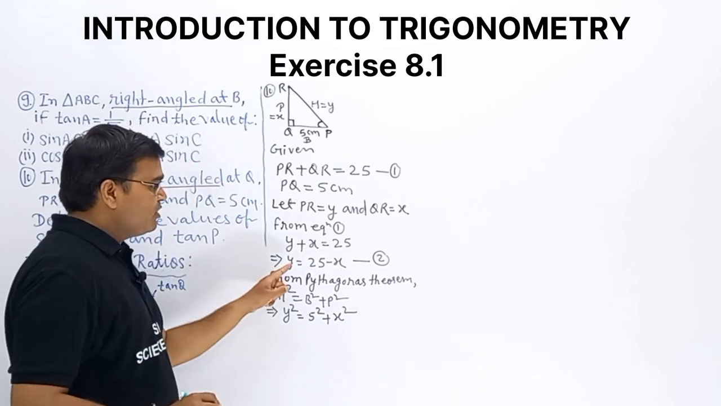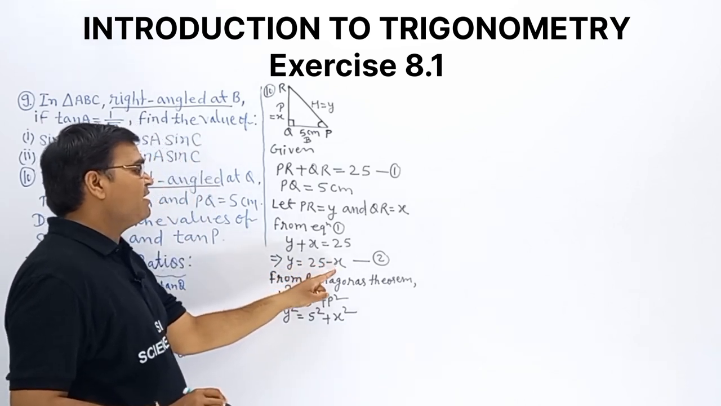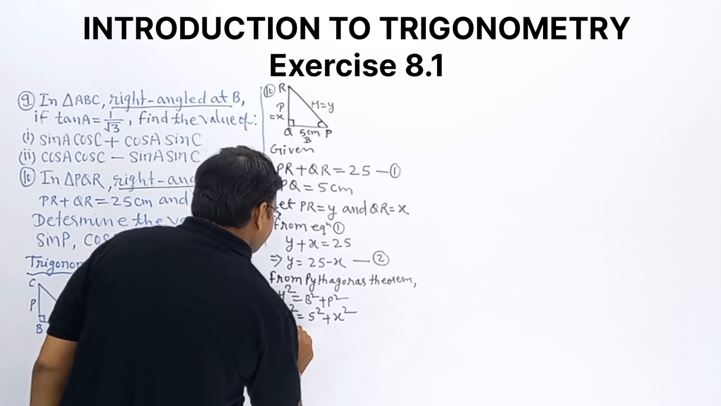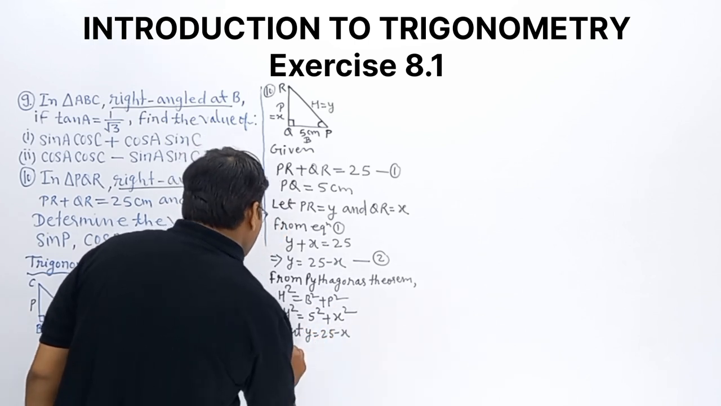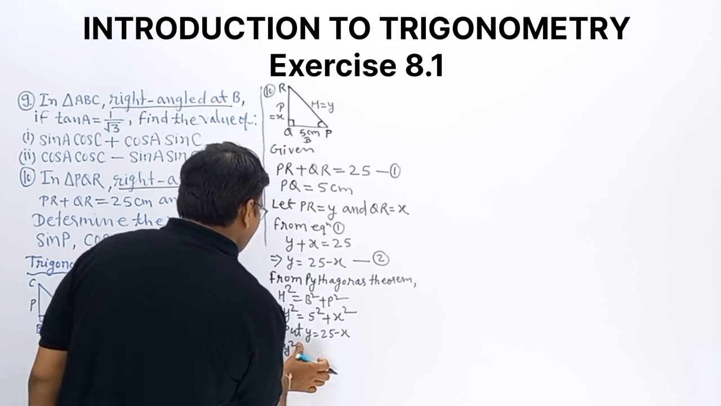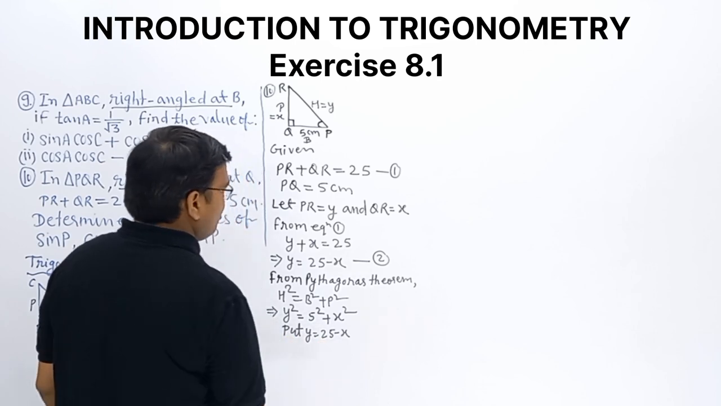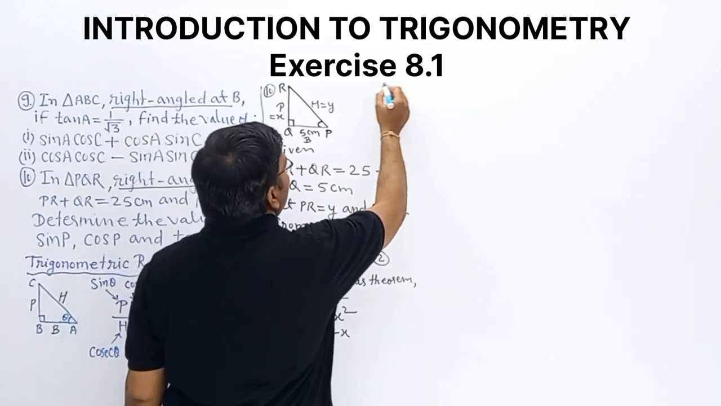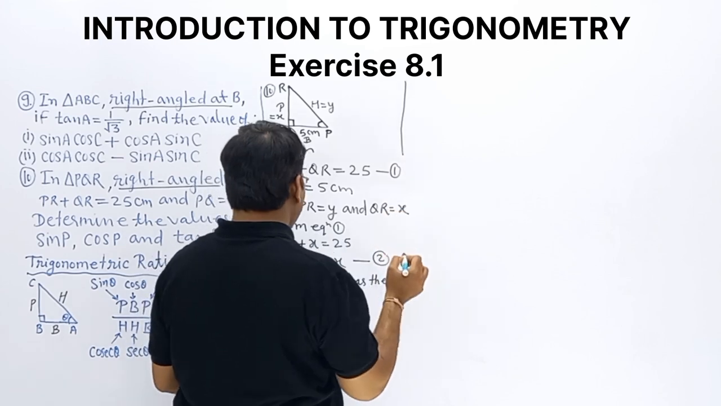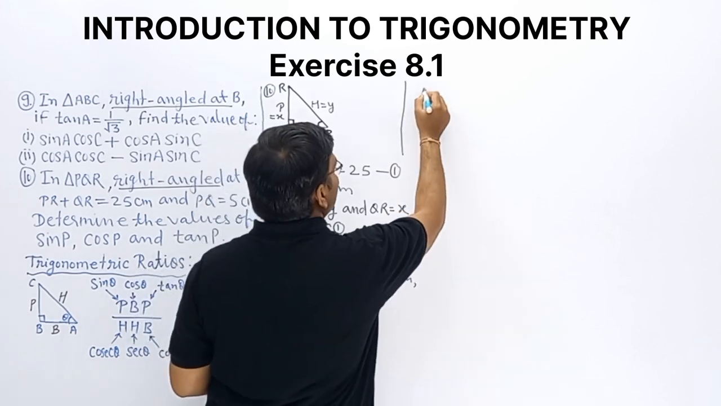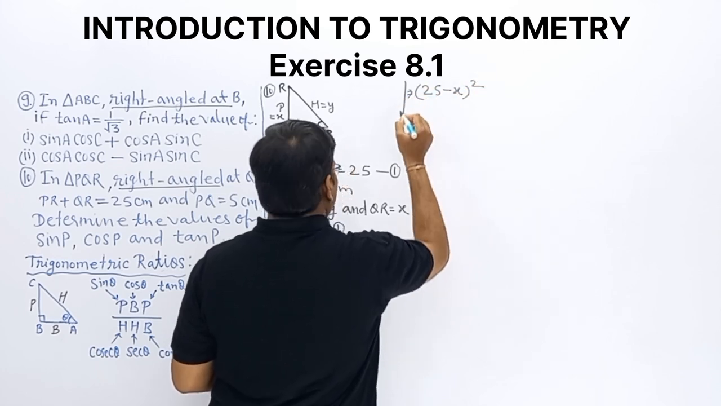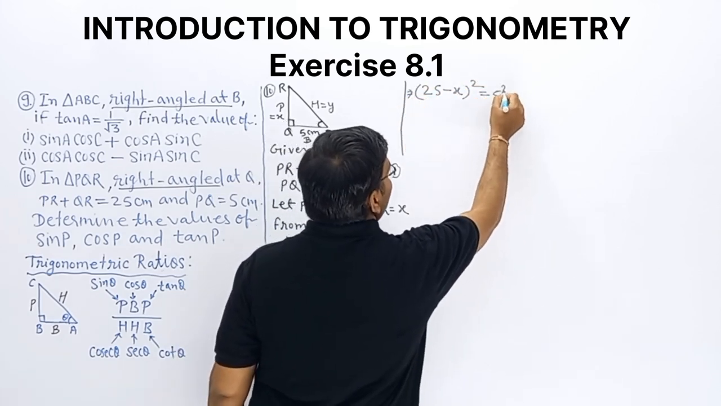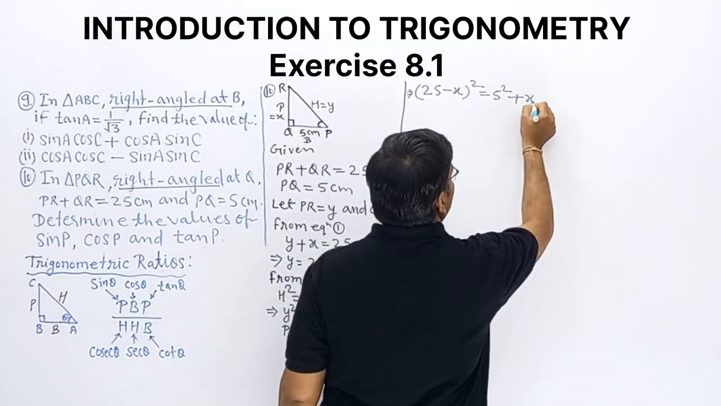Clear? Put this value, Y equal to 25 minus X, in this equation. Then what we are getting? We are putting the value of Y in this equation. So we can say (25 minus X) whole square equal to 5 square plus X square. Clear?